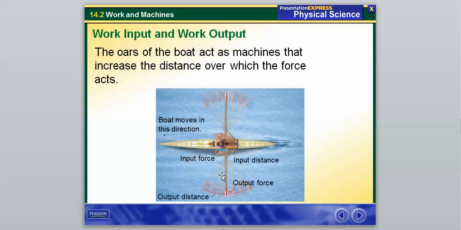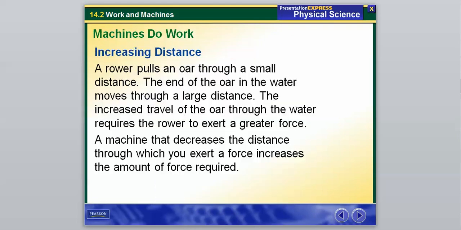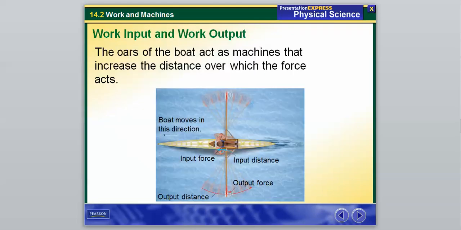So if you've ever rowed a boat, you can see, again, you only move your arms a little bit, but the paddles extend all the way out here into the water. So that's one thing that a machine does. An oar is a machine, and it changes the distance over which the force acts. So we put in a little force at the beginning, and then our output force is much larger towards the end. So that's kind of what those slides back here were saying, these two. And this is just a way to illustrate it right there.